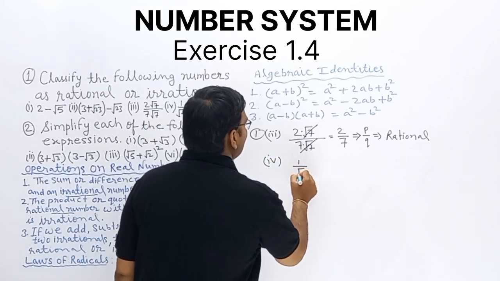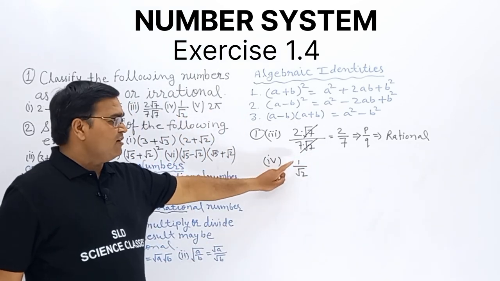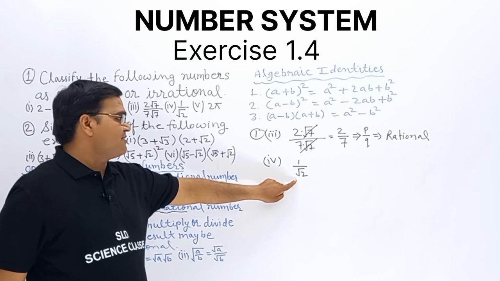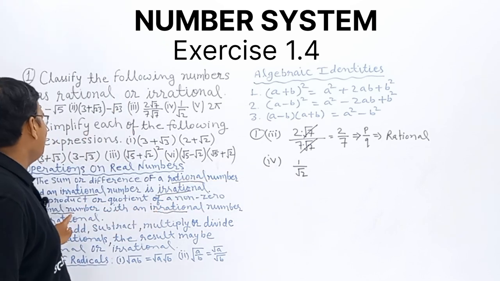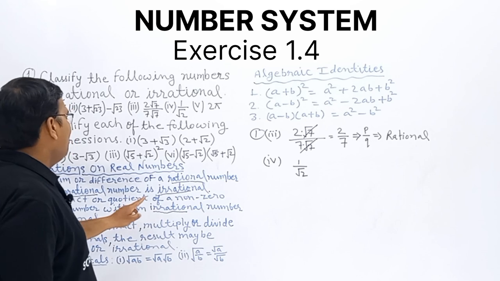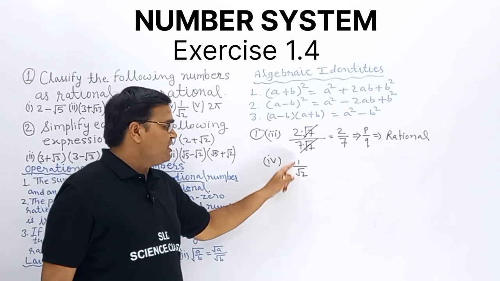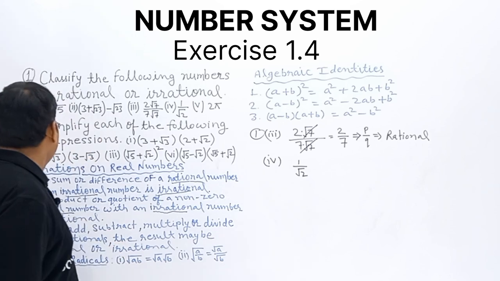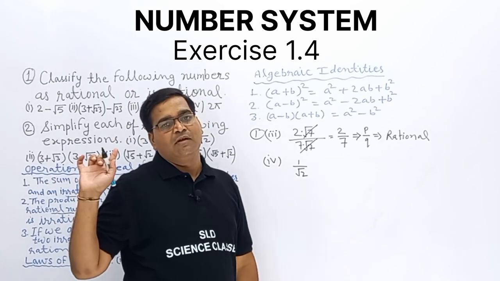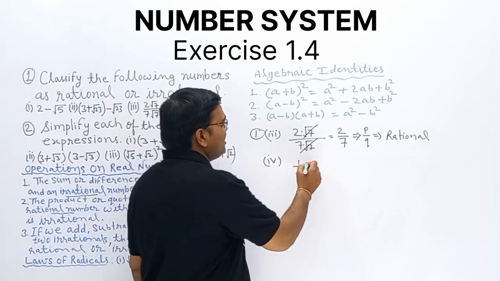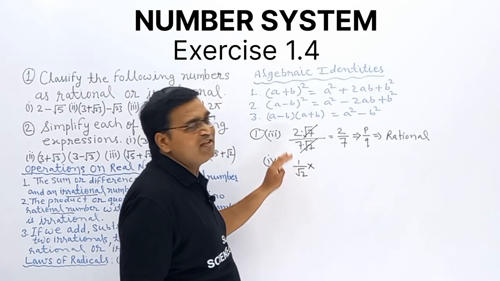Now the fourth one is what? 1 upon root 2. 1 is rational, root 2 is irrational. Division, the quotient of a non-zero rational, 1 is the non-zero, and an irrational, root 2 is the irrational. Division will be what? Irrational. Its answer will be irrational by using this operation. But once we simplify this one, we will rationalize this one.